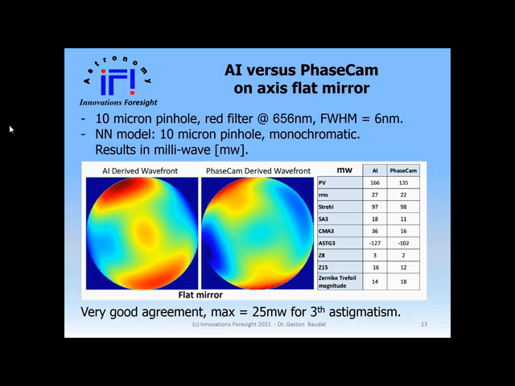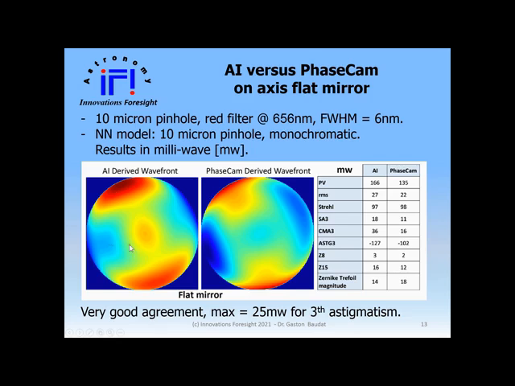Let's have a look at some of the results we got with this experiment. In this example, we use a single 10-micron pinhole with the red filter I was talking about. The neural net was trained for a 10-micron pinhole in a monochromatic condition to match the situation with a PhaseCam. All the results are in milliwaves.